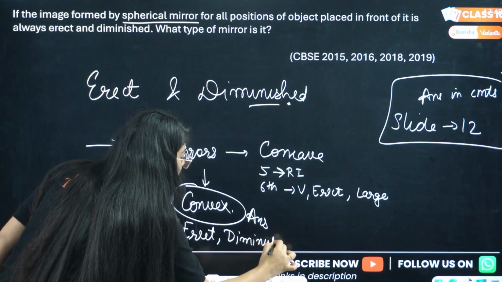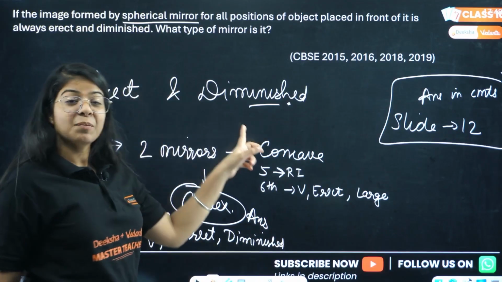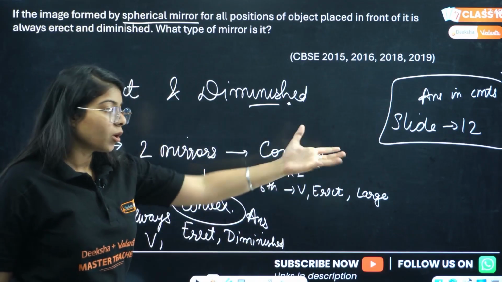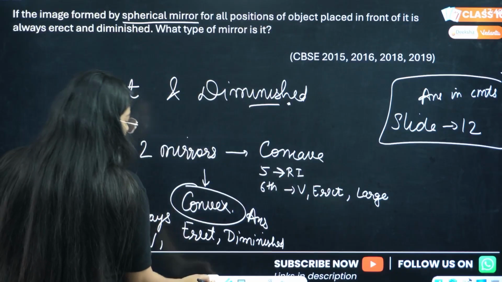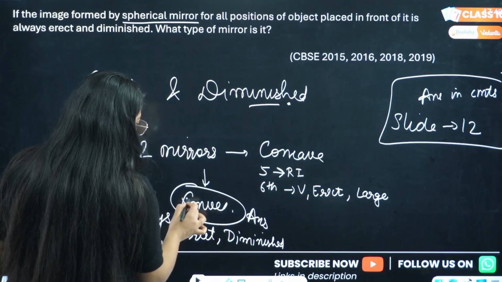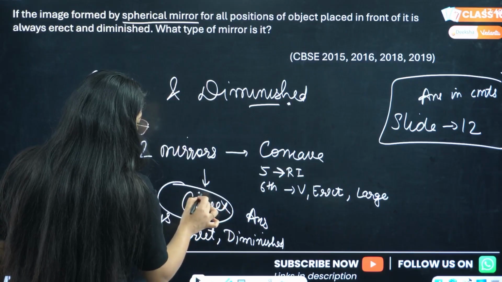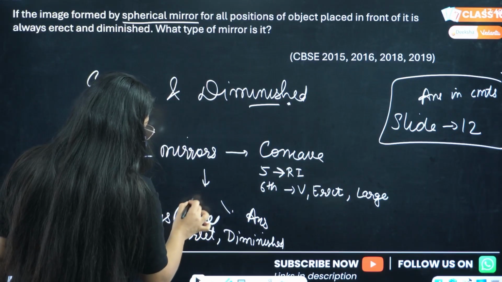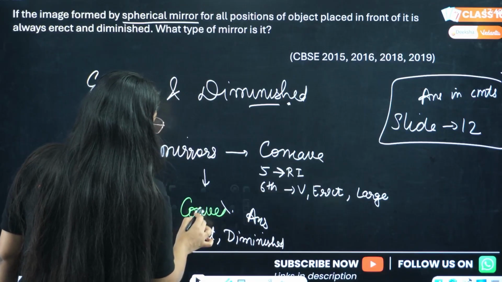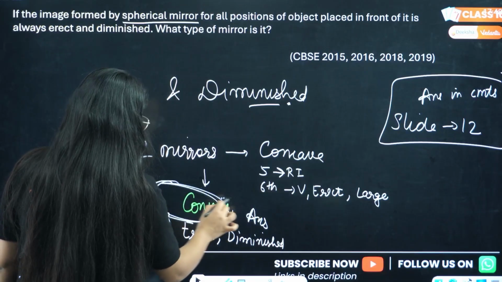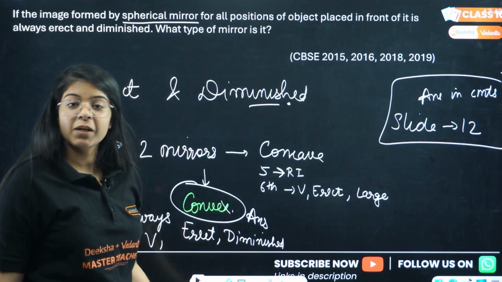And what is asked in the question? Erect and diminished. Always diminished. Concave mirror forms large images as well, right? So, the answer is convex mirror. Done? The answer will be convex mirror.